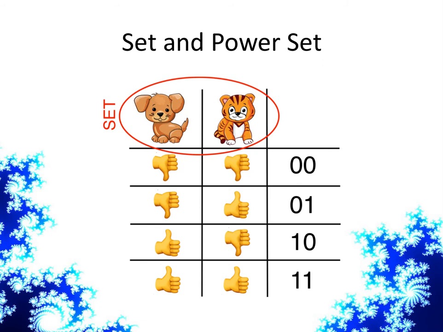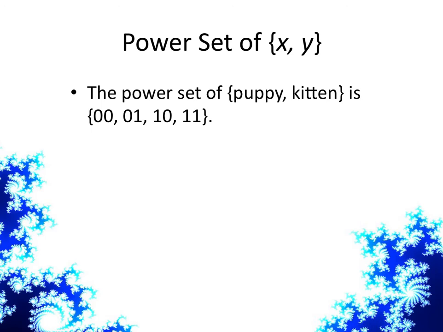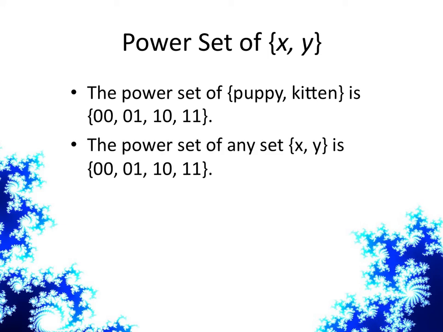So we have a set composed of the puppy and the tiger, right? And those objects would be in brackets, contained in the set. And the power set is going to be all the selections on the right-hand side, right? So there are 2 objects in the set, and there will be 4 binary strings in the power set. Generally speaking, the power set of the set puppy and kitten is a set of 4 binary strings.